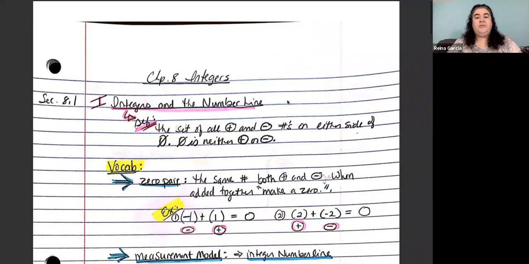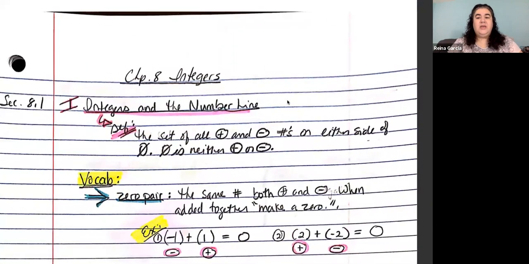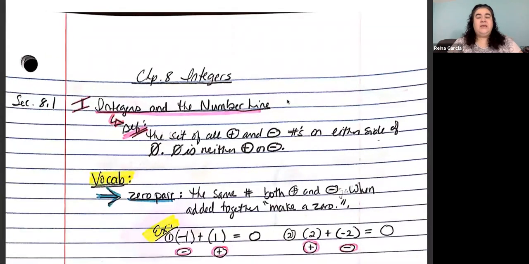Chapter 8, we are going to be discussing integers. Integers is how we talk about the set of numbers that includes positive and negatives. As you can see here, right from our definition, as we start section 8.1, integers are defined as the set of all positive and negative numbers on either side of 0. And 0 is neither positive nor negative, okay?